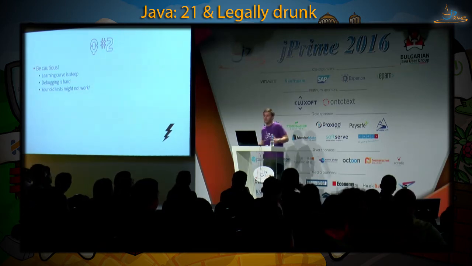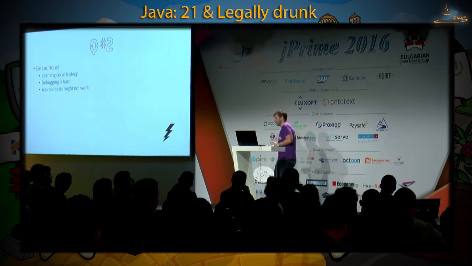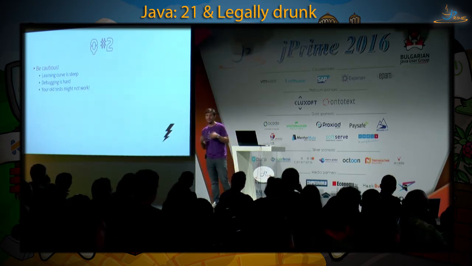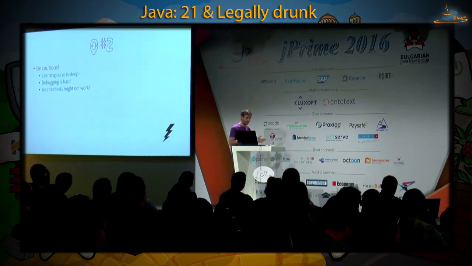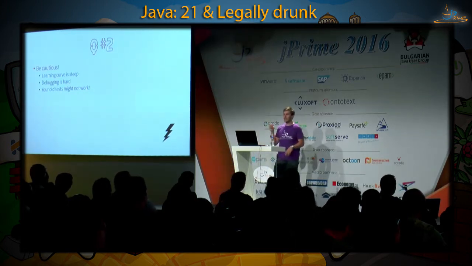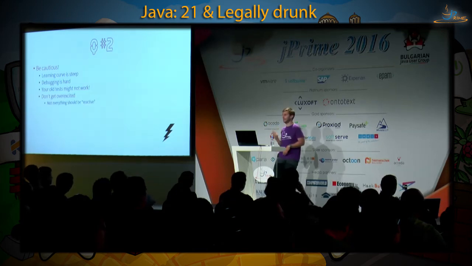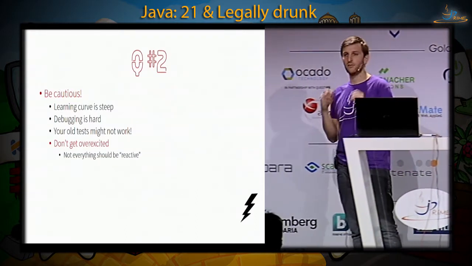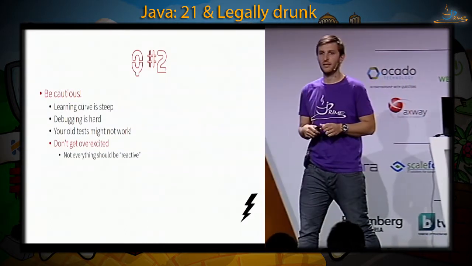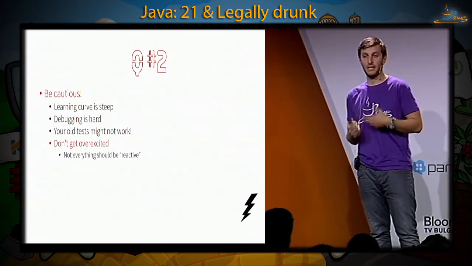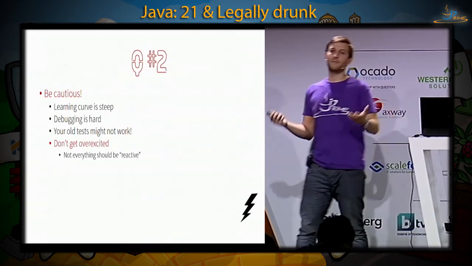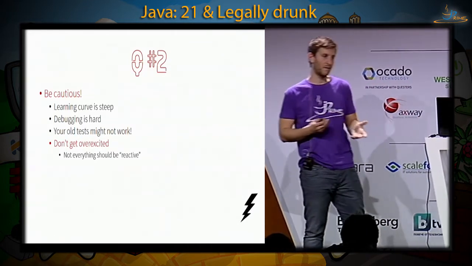It's hard. That's it. And your old tests might not work, especially if you are switching from a synchronous execution to an asynchronous one. Your tests might not fail, but they sure as hell don't work. So maybe it's green, but it still doesn't do anything. And the last thing is, don't get overexcited. I think that's the most important thing. Not everything should be reactive. When people get the hang of RxJava, they tend to do everything with RxJava. I don't think that everything should be made RxJava, so choose your battles carefully.